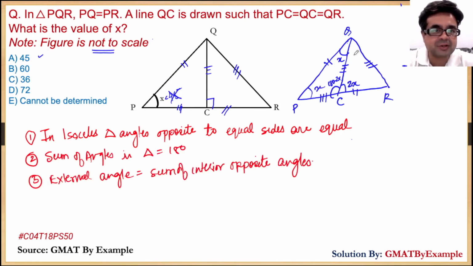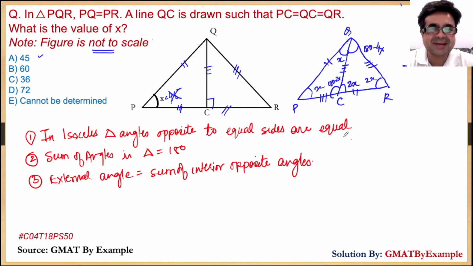Okay, now let's come to the triangle QCR. We are given that QC is equivalent to QR. So again, the opposite sides and opposite angles would be equal. So this angle will be 2x and this angle would be nothing but 180 minus 4x.